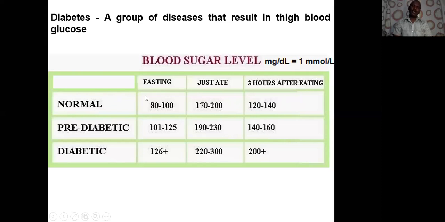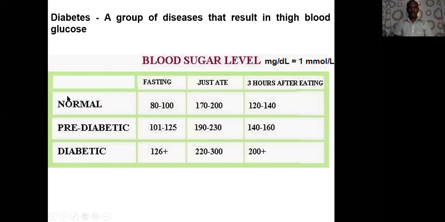When we consider the fasting levels, normal will be between 80 and 100 mg per deciliter, and that is a normal person. Pre-diabetic is 101 to 125 mg per deciliter, and that you can convert, for example millimoles per liter into micrograms.